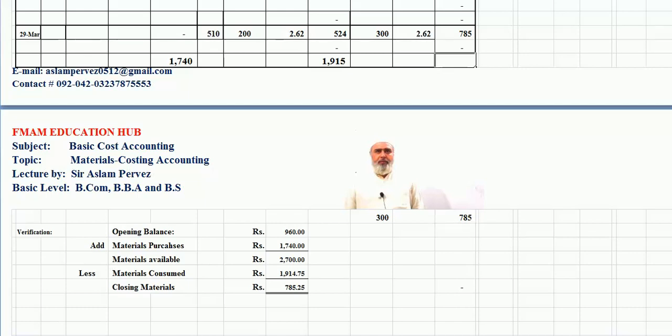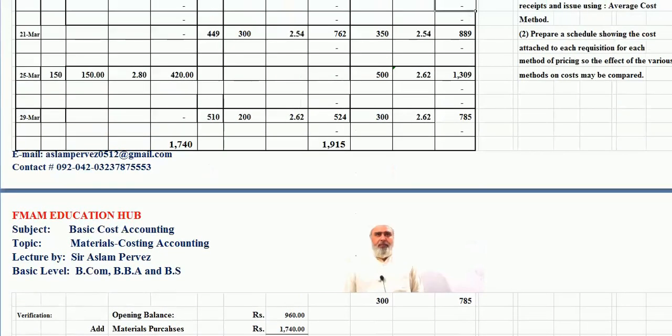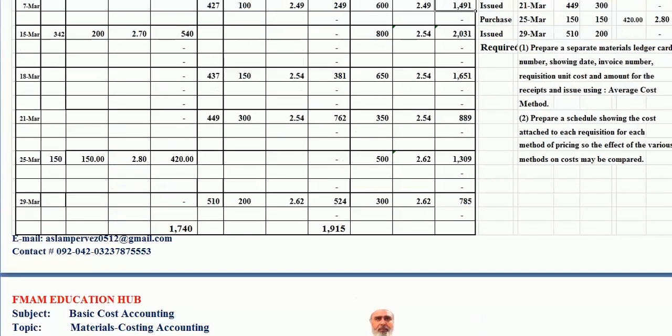Now students, these are the 3 methods which have been applied in the given problem. But in the second requirement, prepare a schedule showing the cost attached to each acquisition for each method of pricing, so the effect of the various methods on cost may be compared. This is the second requirement. Now we will move to the second requirement slide here.